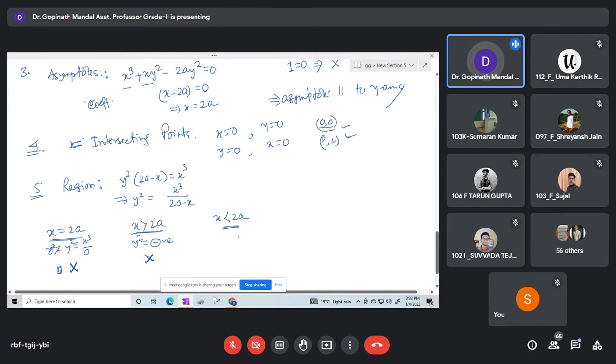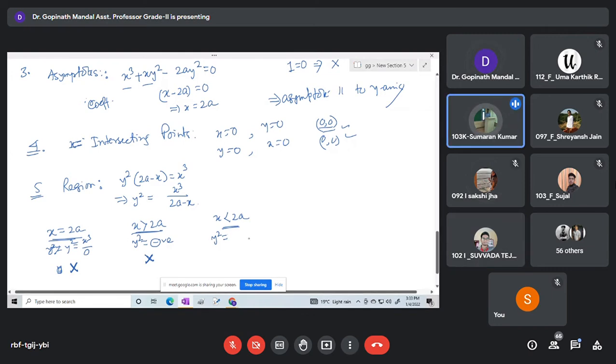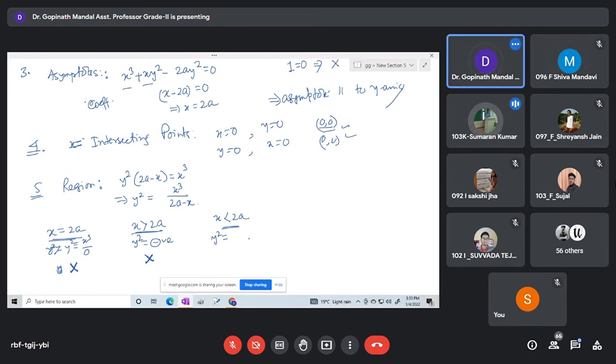For x less than 2a, it can be positive if we take x as a positive constant. The value of y is imaginary, it depends upon the value of a. Yes, a is a positive constant.